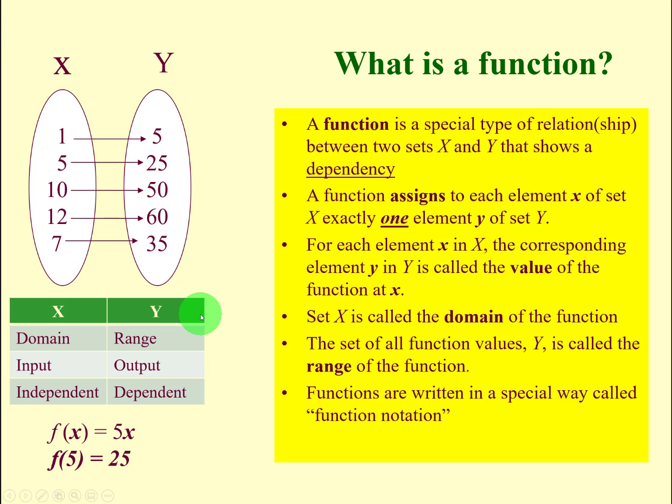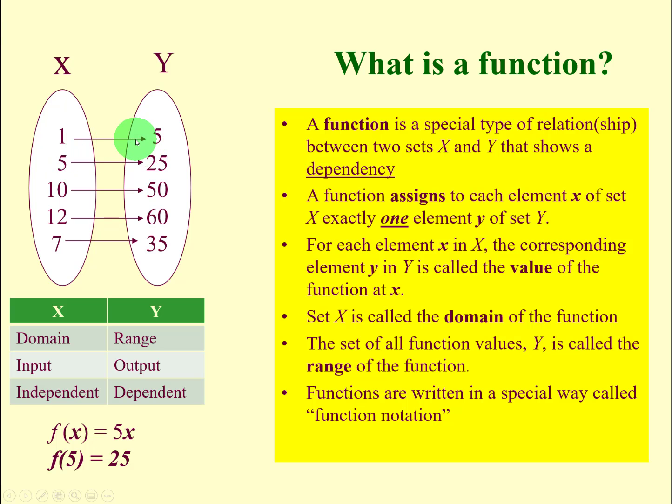Next, we're going to move on to what is a function. Now that we know what a relation is, a function is a special type of relationship between two sets called x and y. A function has a dependency that shows you that something depends on something else, right? So we're going to move to the diagrams to explain it better. When you have a function, each element, each number in this set called x, has an arrow that points to a number in this set called y. This is called an assignment.